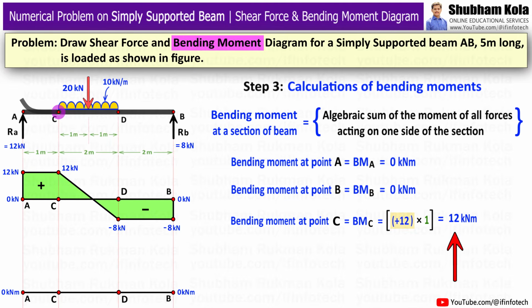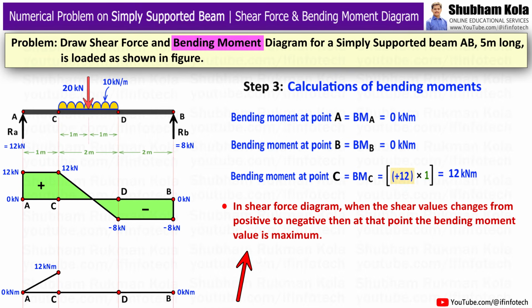So as it is a positive value of bending moment, hence I will mark this point of bending moment above the reference line of bending moment, 0 kilonewton meter. Now there is no load present on the beam between point A and point C. Therefore, to draw the bending moment diagram, I will connect these 2 points with an inclined line.